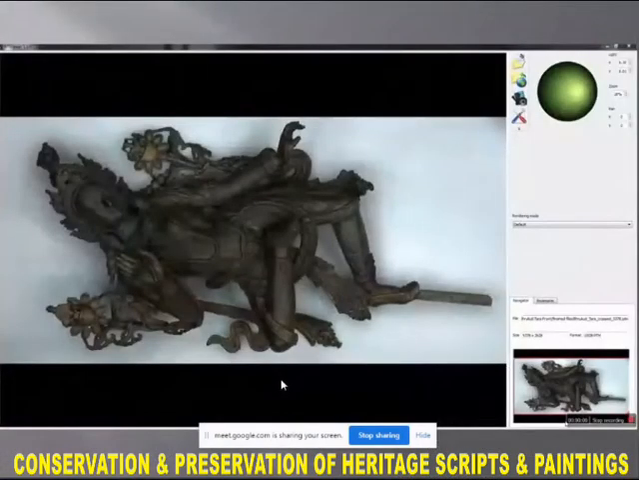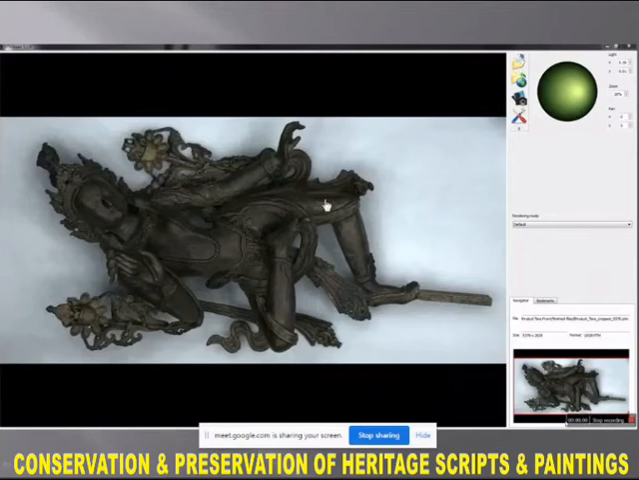Here you can see there is an accumulation of some soot, grime, or accretion, which is called accretion in conservation terminology. So these areas have to be marked, identified, and the conservation treatment has to be decided accordingly.